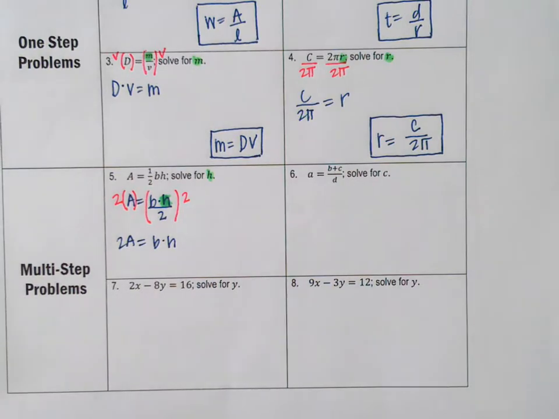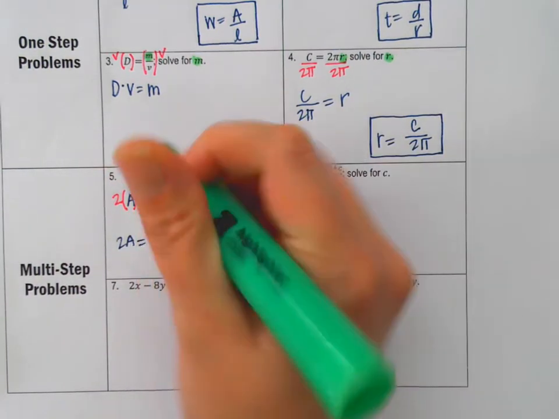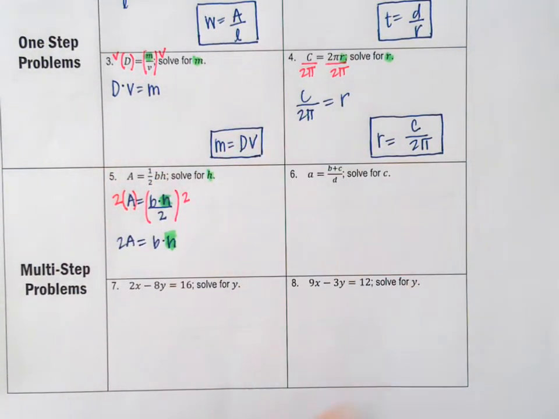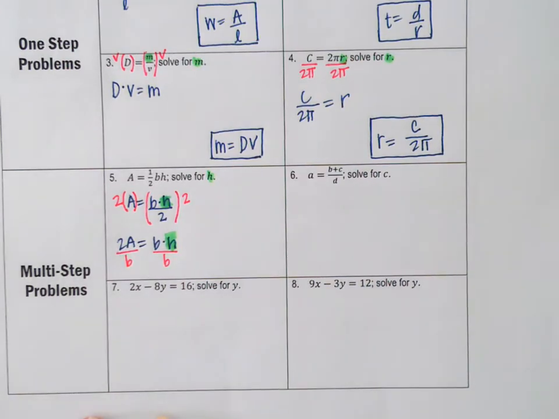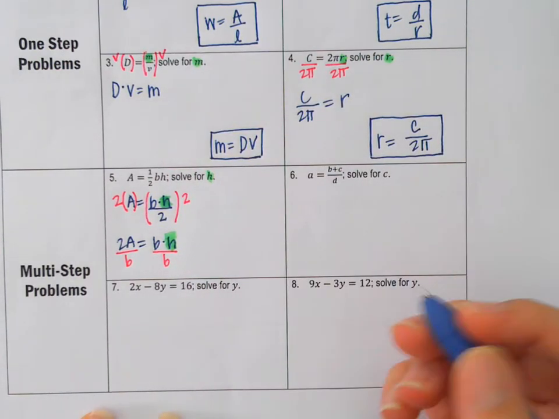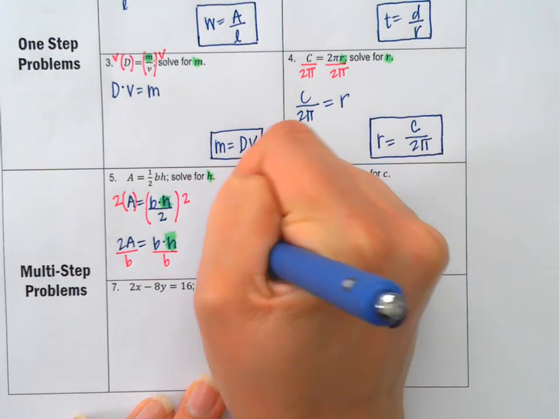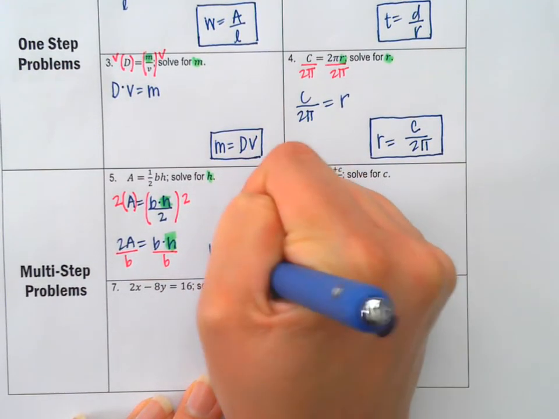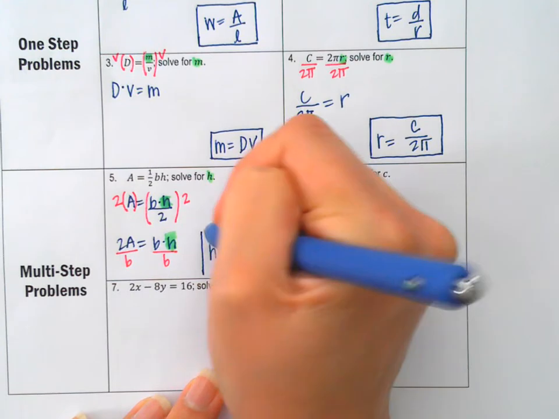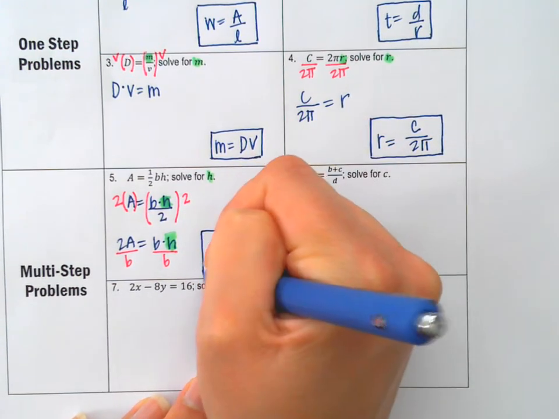Now, I still haven't achieved my goal here. Remember, my goal is to get h by itself. So I want you to continue on and solve for h, finish this last step, and then come back to check your work. All you had to do is divide both sides by b. b divided by b is 1, and so I'm left with h all by itself is equal to 2a divided by b. And that is my final answer.